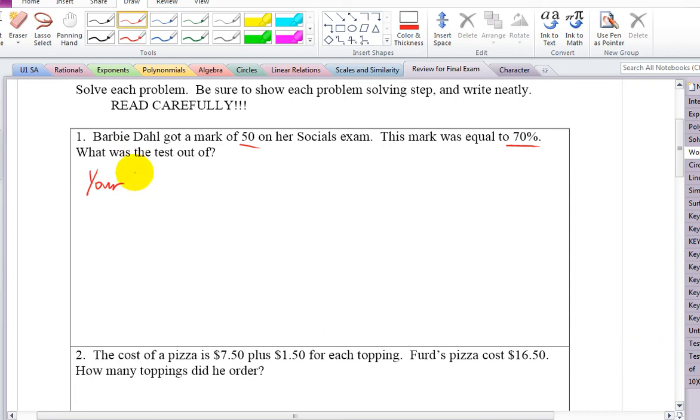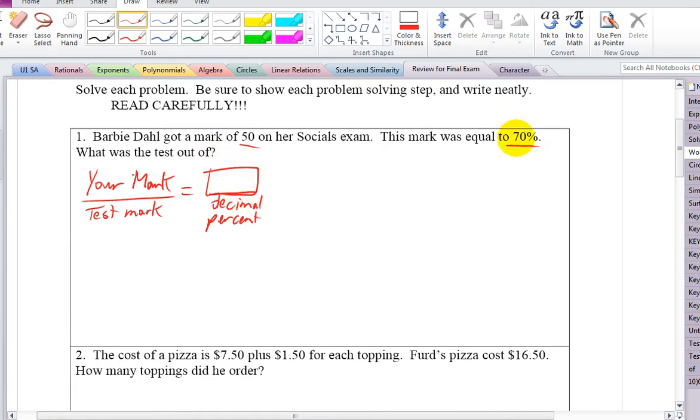Okay, so write this down. Your mark divided by the test mark equals the decimal percent. So the first thing you're going to do is take the percent and convert it to a decimal, 0.70.